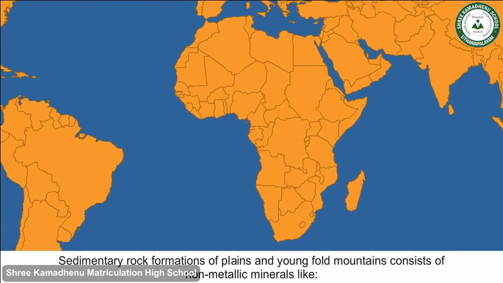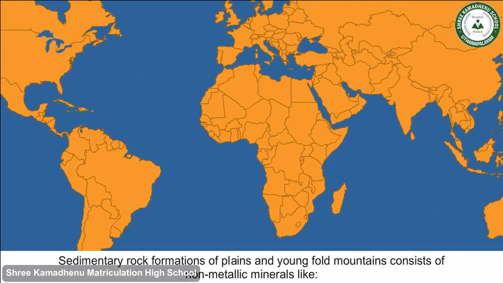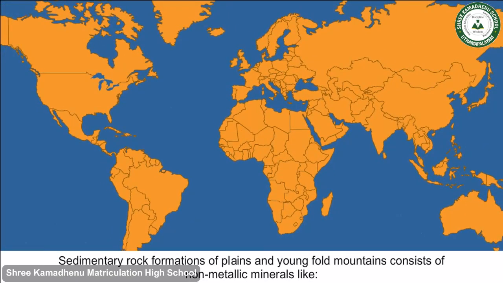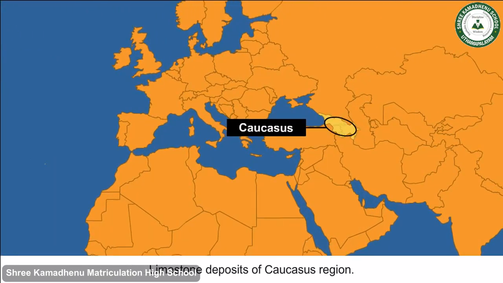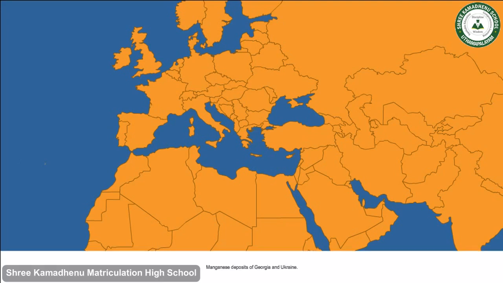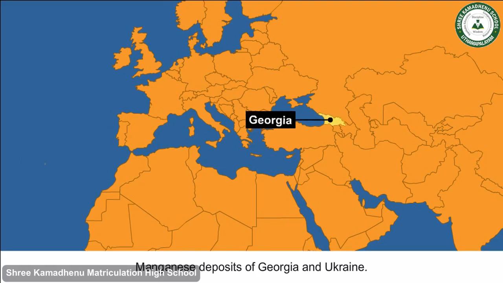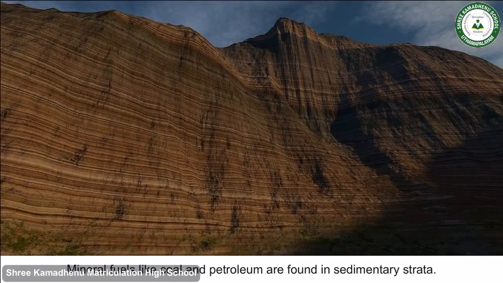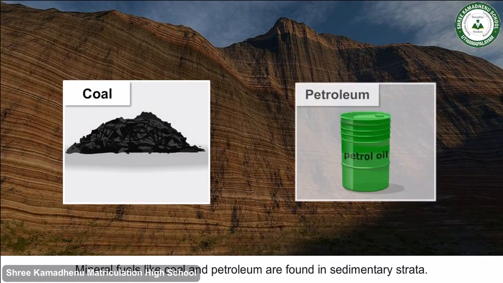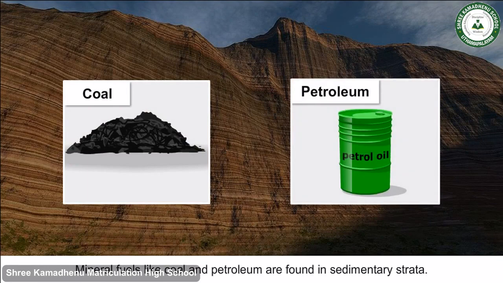Sedimentary rock formations of plains and young fold mountains consist of non-metallic minerals like limestone deposits of Caucasus region, manganese deposits of Georgia and Ukraine, phosphate beds of Algeria. Mineral fuels like coal and petroleum are found in sedimentary strata.